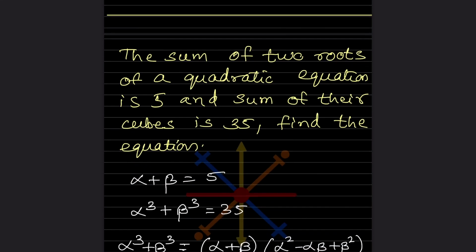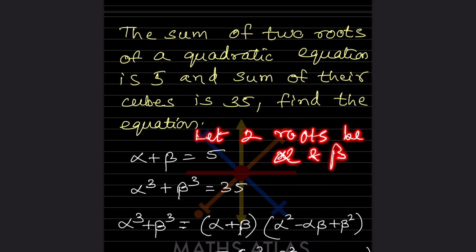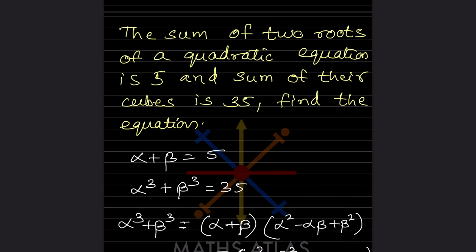So now let us go for the next question. The sum of two roots of a quadratic equation is 5, and the sum of the cubes is 35, and we have to find the equation. So now see here, sum of two roots. If we are taking the two roots, we can write let the two roots be alpha and beta. So alpha plus beta is 5. And here it's given the sum of the cubes. Cubes means alpha cube plus beta cube, that is 35.